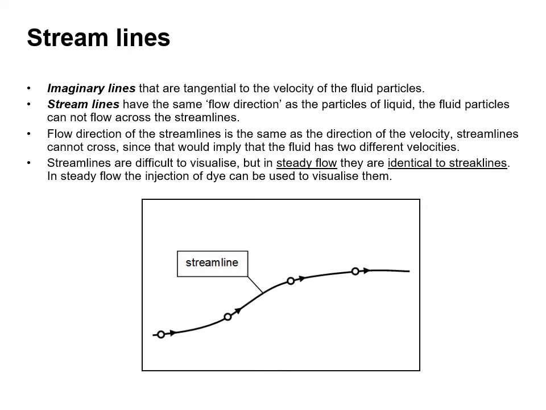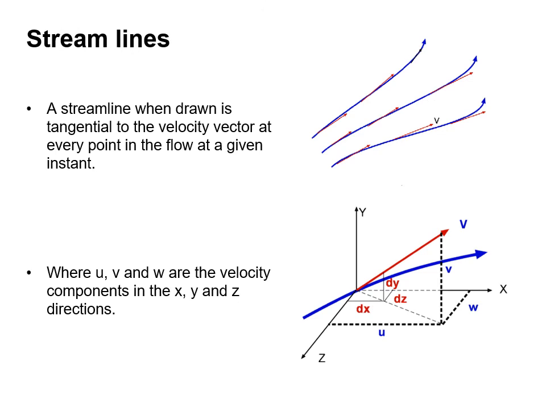They are difficult to analyse, but in steady flow they are identical to streak lines. In steady flow, the injection of a dye can be used to visualise them. So a streamline when drawn is tangential to the velocity vector at every point in the flow at a given instant, where u, v and w are the velocity components in the x, y and z directions.